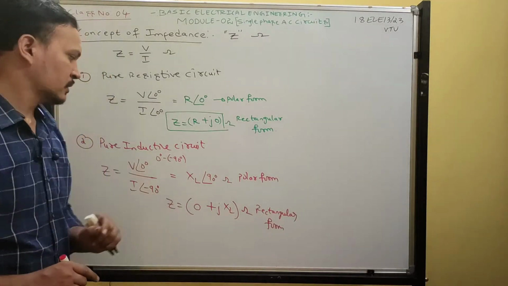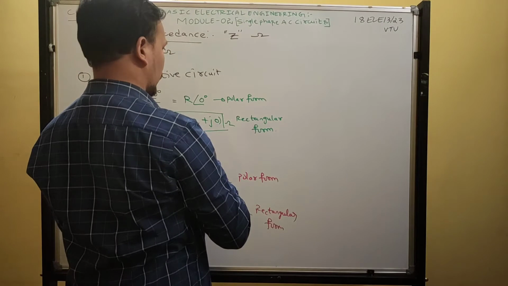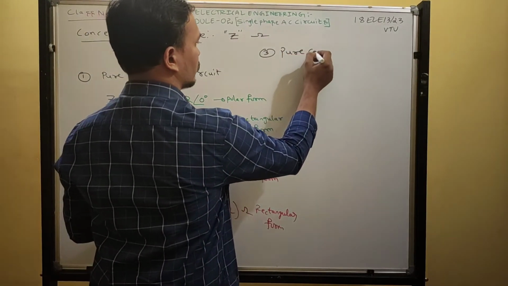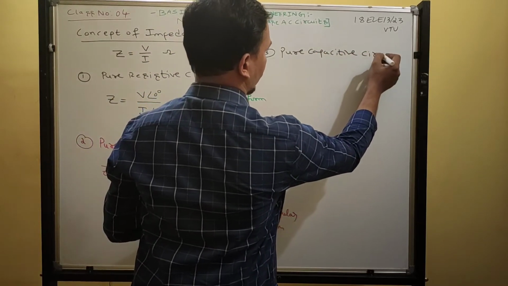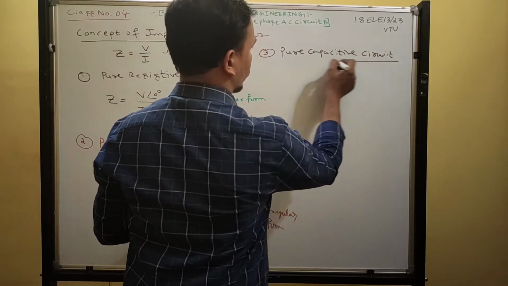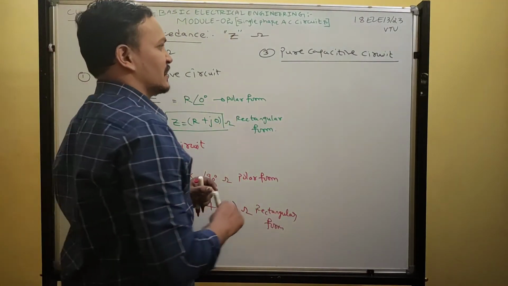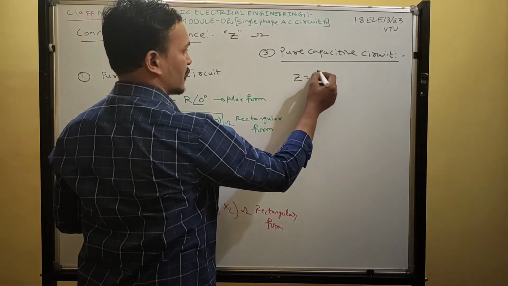Okay, plus J. Next, number 3. So number 3, I will write here. What is number 3? Pure capacitive circuit. Very, very important. If you know all these logics, you will become confident while solving problems. So pure capacitive circuit. Guys, what is the impedance formula?